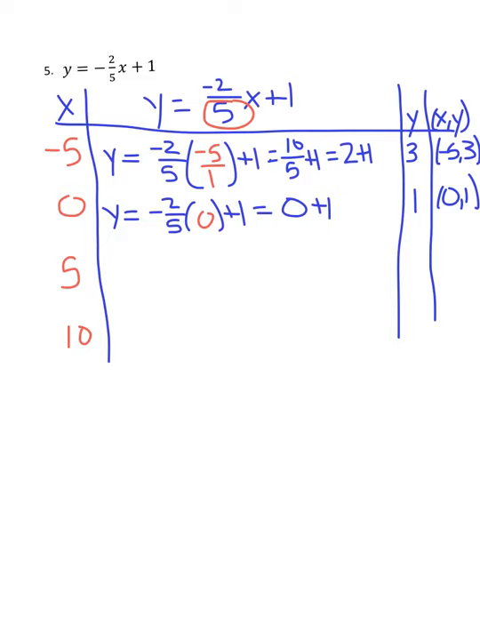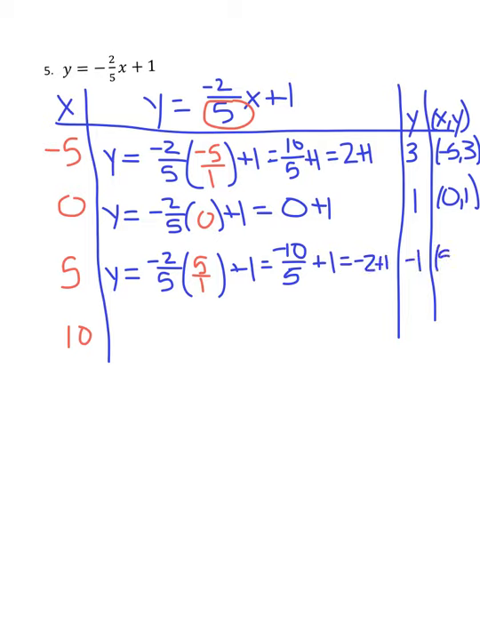All right, now we're going to do the 5. So y equals negative 2 over 5 times 5 over 1 plus 1. Negative 2 times 5 is negative 10 this time, very similar to the top one, just the opposite sign. 5 times 1 is 5 on the bottom, plus 1. Negative 10 divided by 5 is negative 2, plus 1, which is negative 1. So when x is 5, y is negative 1.